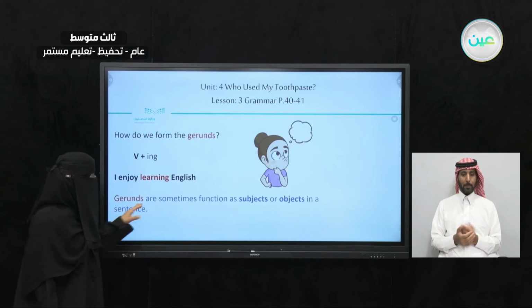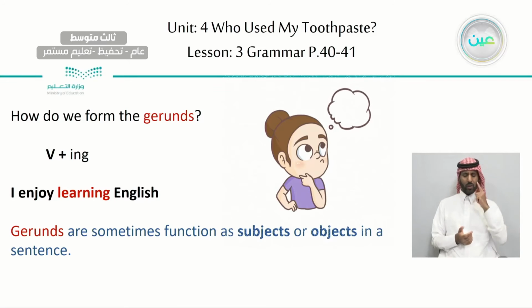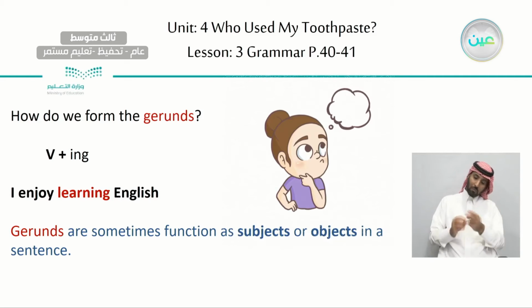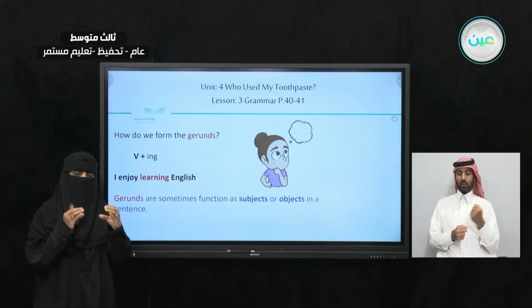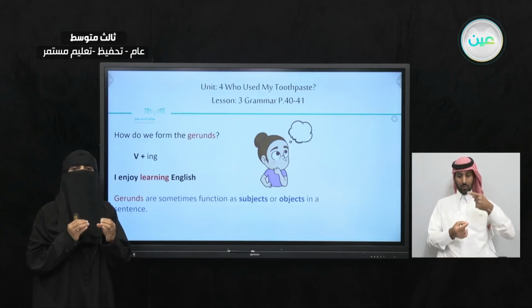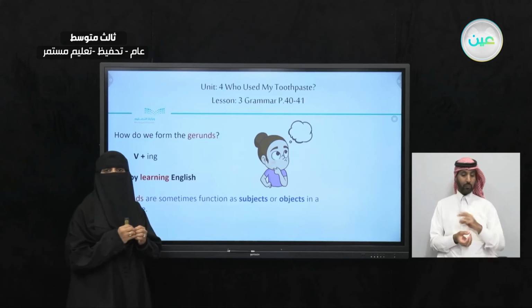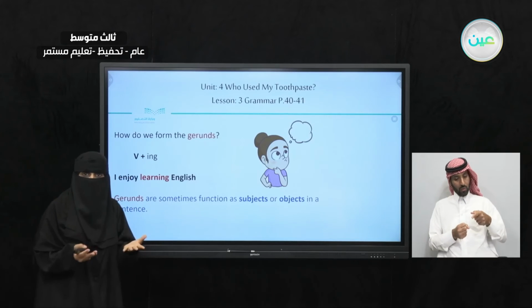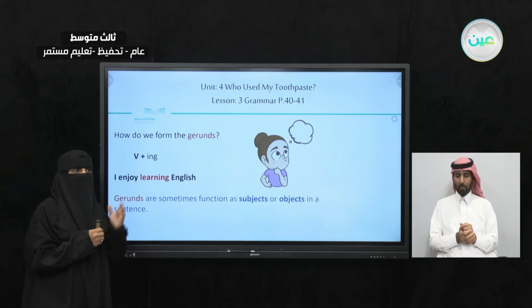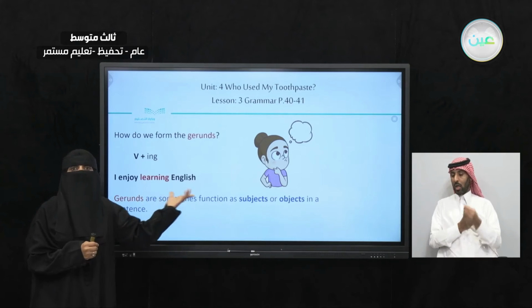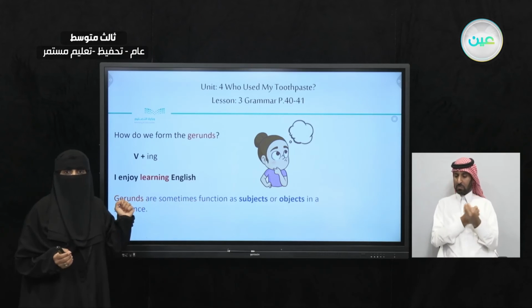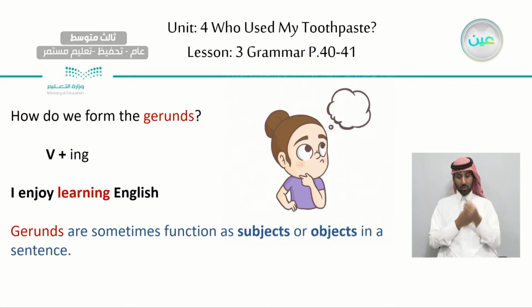So, gerunds sometimes function as subjects or objects in the sentence. What does that mean, Miss? Subject or object? It's a verb plus ing. We can use it as a noun, okay? We can use it as a noun. It can be the subject of the sentence and it can be the object of the sentence. You can say learning is fun. Learning is the subject. And here, I enjoy learning. Here, it's the object, okay?